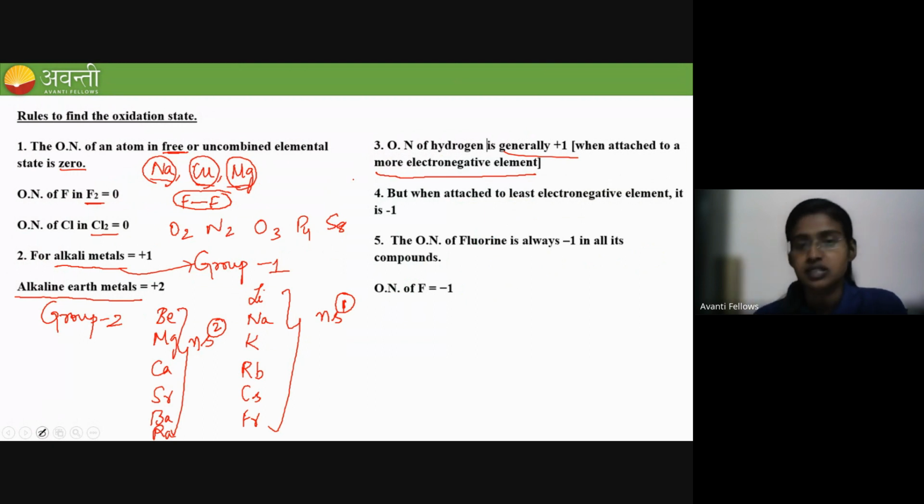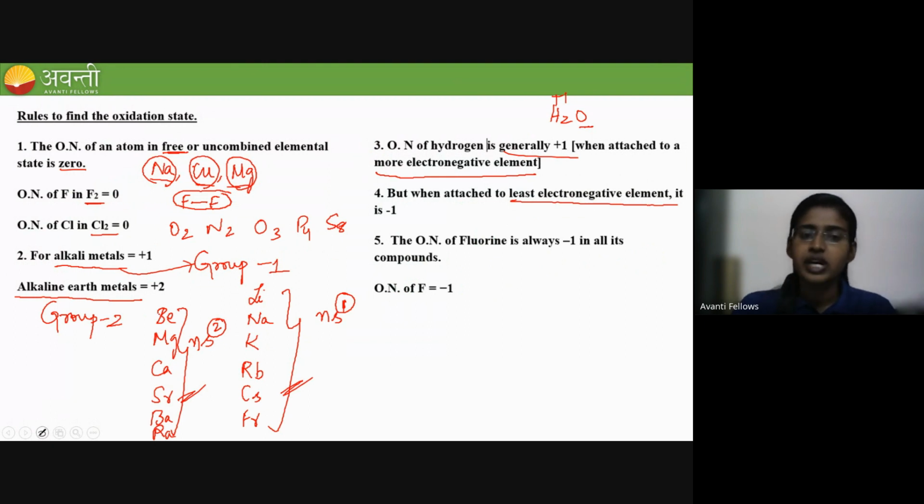Suppose, for example, I'll take H2O. Now here you see, hydrogen is bonded with oxygen. Oxygen is a non-metal and it is the more electronegative element. So in that case, hydrogen will have +1 oxidation state. But when it is attached to the least electronegative element, meaning the elements present on the left side of the periodic table, who are those elements? Group 1, group 2, group 3. Those elements are the least electronegative elements.